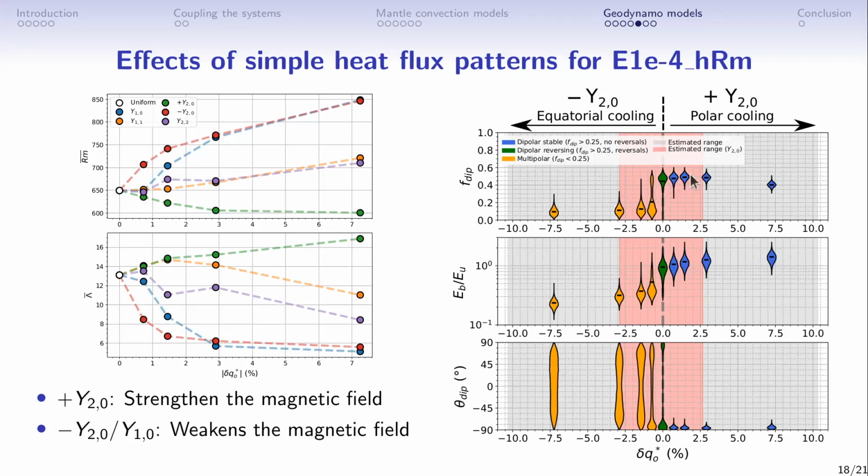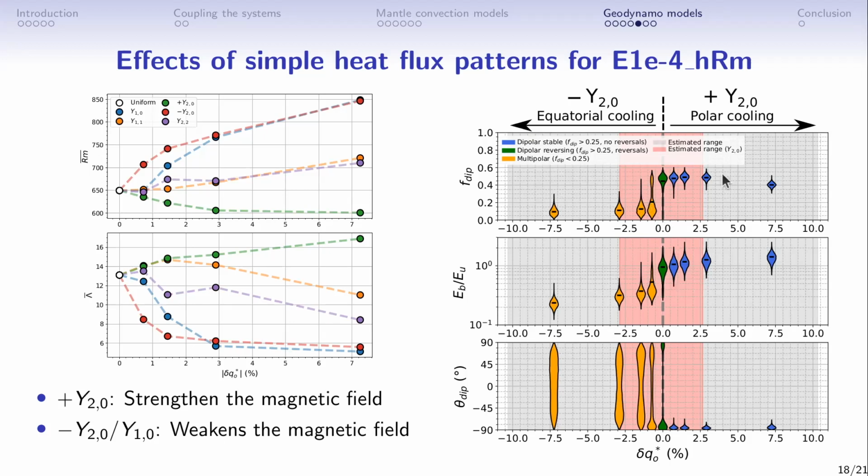The color of the probability distributions gives the behavior of the dynamo. In blue, the dynamo is dipolar stable, so without reversals. In green, the dynamo is dipolar reversing, so with reversals. And in orange, the dynamo is multipolar. The range in red gives the expected amplitudes for the Y20 pattern from the mantle convection models. And the gray range gives the expected amplitude for a complex pattern, also from the mantle convection models.